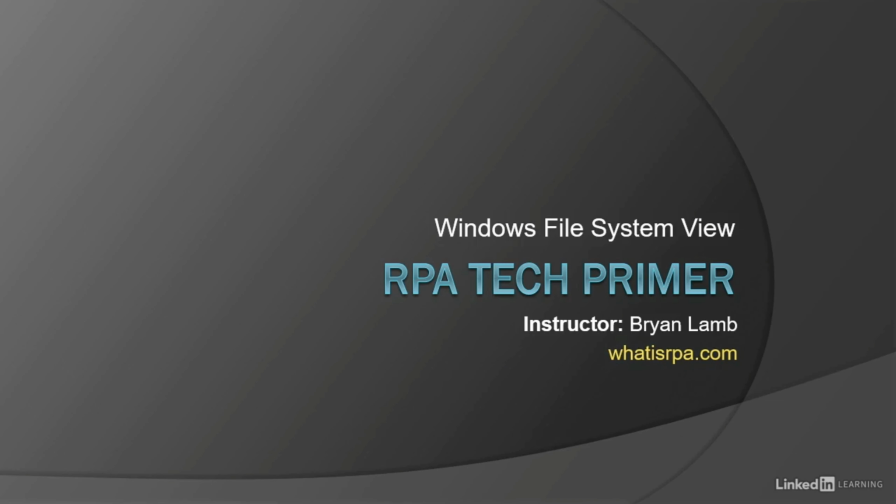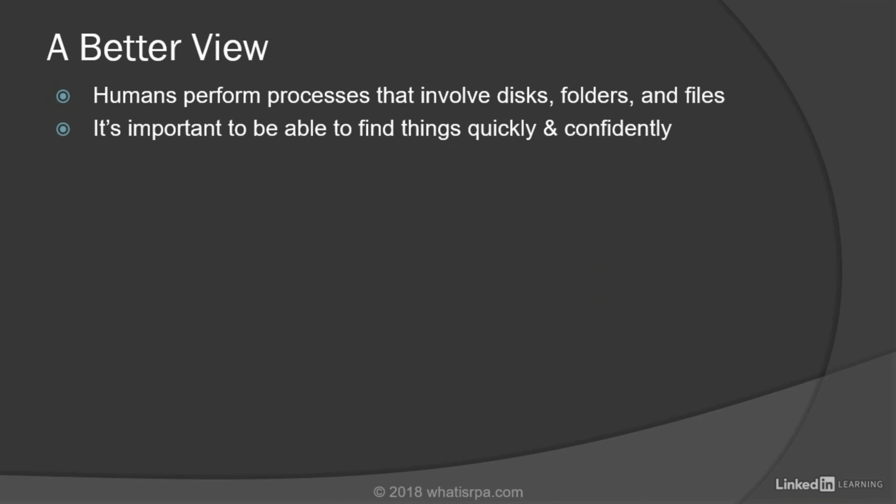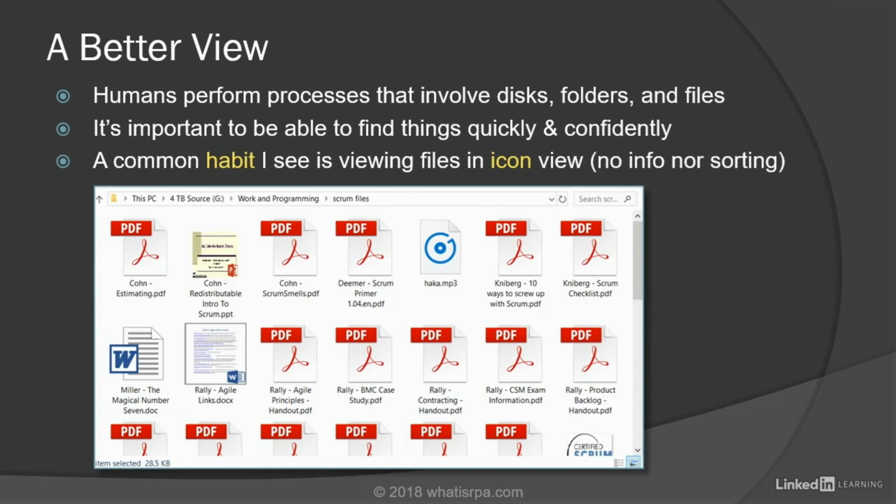In my role as an RPA team leader, I've spent time working with business people who don't have as much tech knowledge as I do. And like I mentioned in the previous video, those people are performing processes involving disks and folders and files on their own local computer. I think it's important to be able to find things quickly and confidently, regardless of circumstances. And something I've noticed in many people is a habit of viewing files in icon view when they're interacting with their Windows file system. This is often accompanied by their Windows folders having many files in them, and the end result is they wind up scrolling around and they can't find the file they're looking for when the pressure is on.